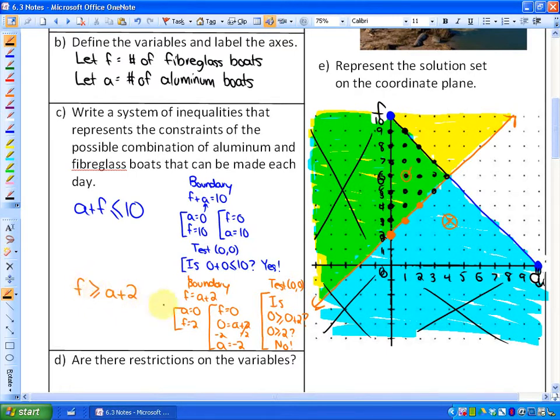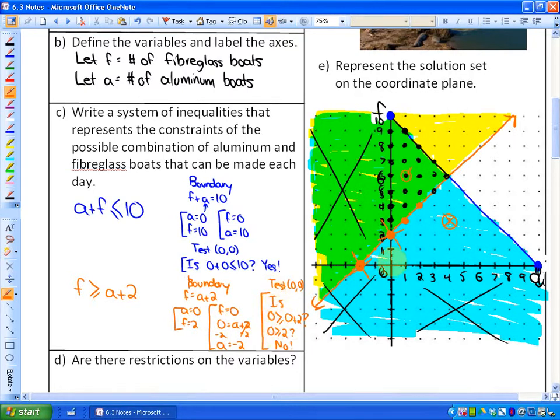And if you want to use your boundary line with that, the mathematical way, when you substitute 0 in for a, you get f equals 2, which is this point here. And when you substitute 0 in for f, you would have 0 equals a plus 2, subtract 2, and you have a equals negative 2, which is this point here. So these are the 2 points you'd have on your boundary line.